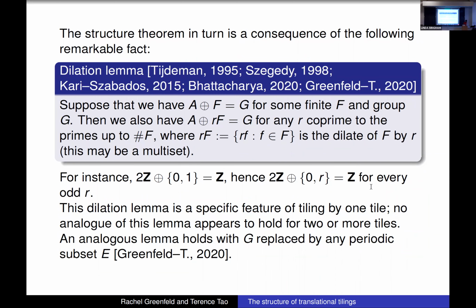Yeah. So the main tool, the reason why we have the structure theorem, is because there's a remarkable symmetry about tilings. So there's something special about tilings by one tile that doesn't happen when you have tilings by 2 or more tiles. And there's an algebraic miracle, which has been observed by many people. And it's an amazing dilation invariance: suppose you can tile space, like there's some group G, and you can tile your group G by some translates of some tile F, by using some set of translates A, and F is finite.